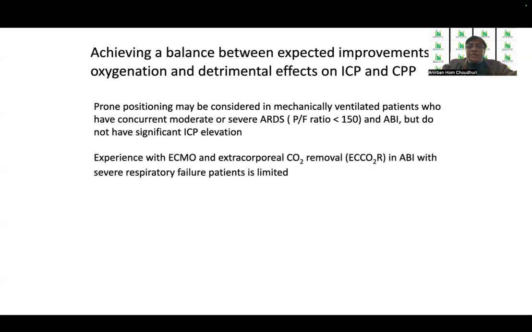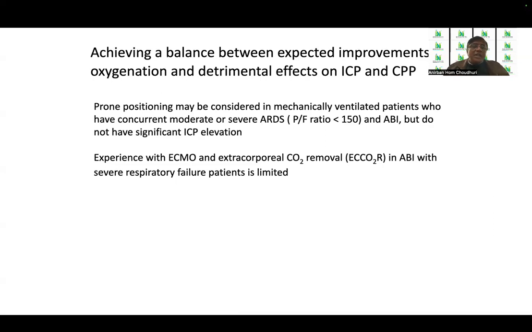So rescue therapies, we are mainly concerned about two things. One is prone positioning and another is ECMO. Now, both of them are difficult in patients with traumatic brain injury for multiple reasons, not just one reason. And both in terms of logistics or in terms of implementation or in the procedure, because both of these methods involve techniques which can actually affect the blood flow to the brain.